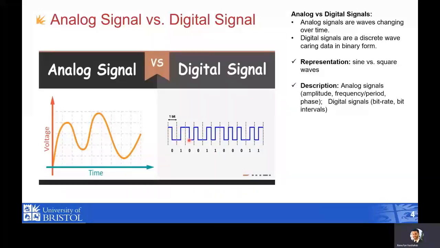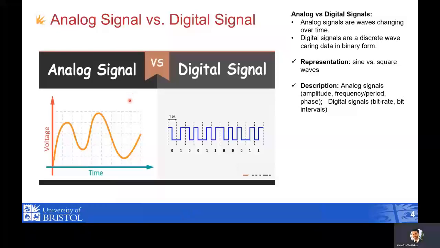Analog signals are described by an amplitude. This is the distance from the x-axis. From a frequency or period, this more or less means how frequent over time you have these waves going up and down. And it's also described by a phase, something that you will learn later on what it is. Unlike that, digital signals are described by the bit rate, which means how many bits are transmitted over time, or the bit intervals.